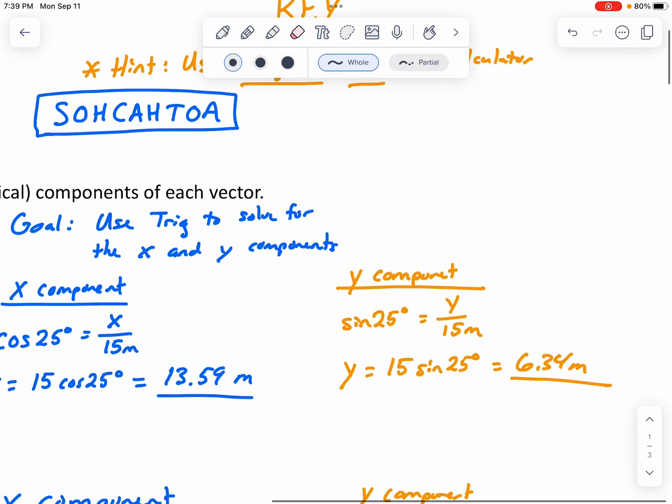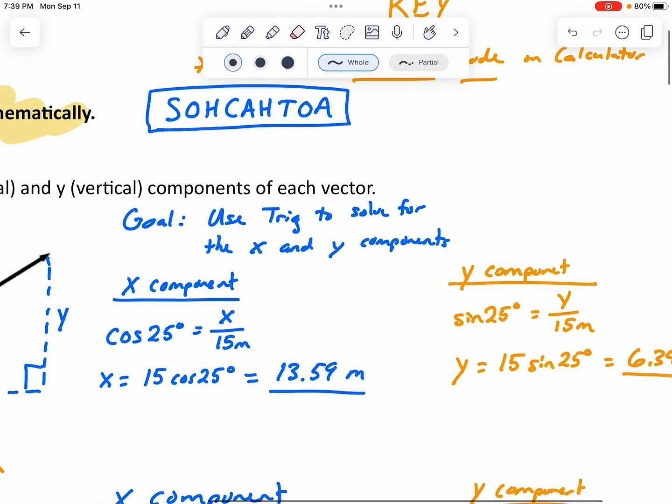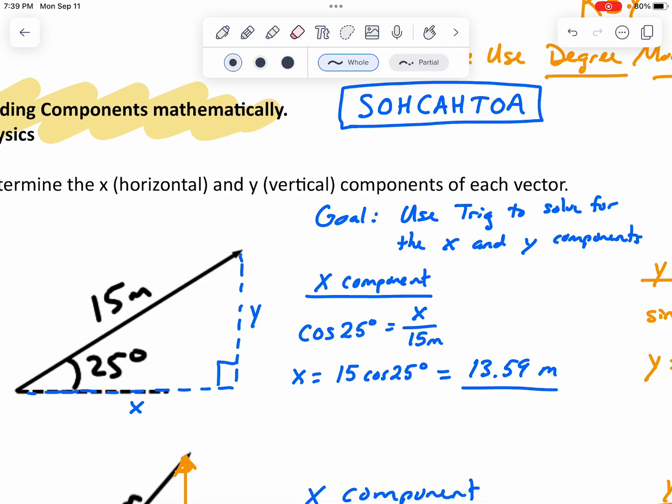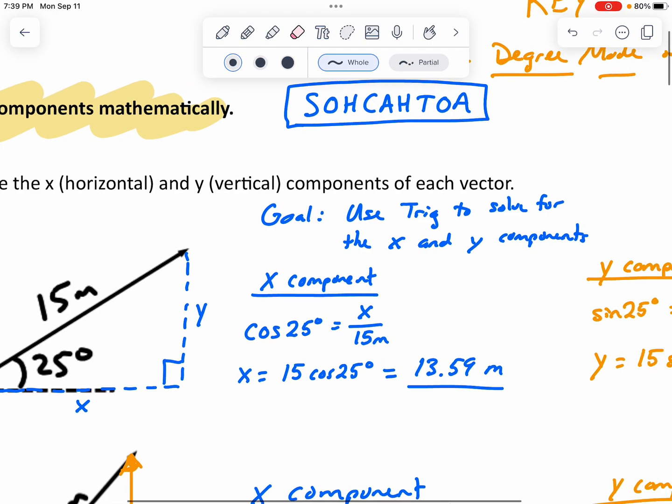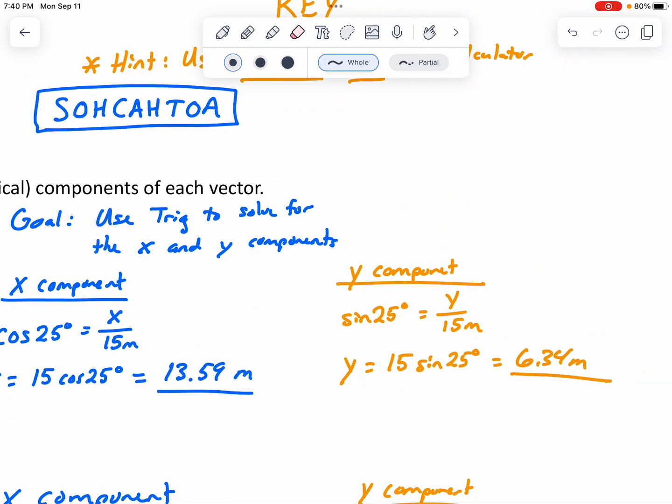And then to find the y component, we're going to use sine, because y is opposite my 25-degree angle, so I know I'm going to use the sine function, which is opposite over hypotenuse. Same idea, solving for y, the opposite side, I'm going to take 15 times the sine of 25 degrees, think degree mode, and I get 6.34.